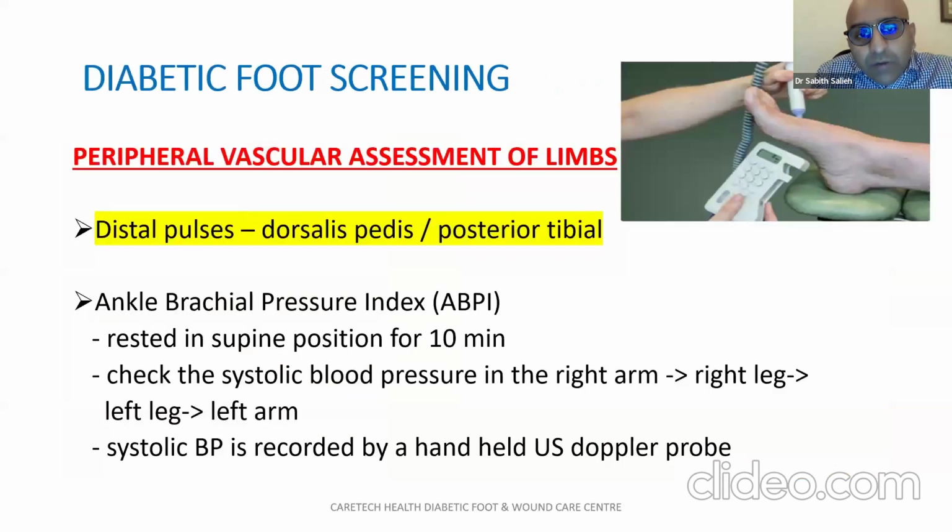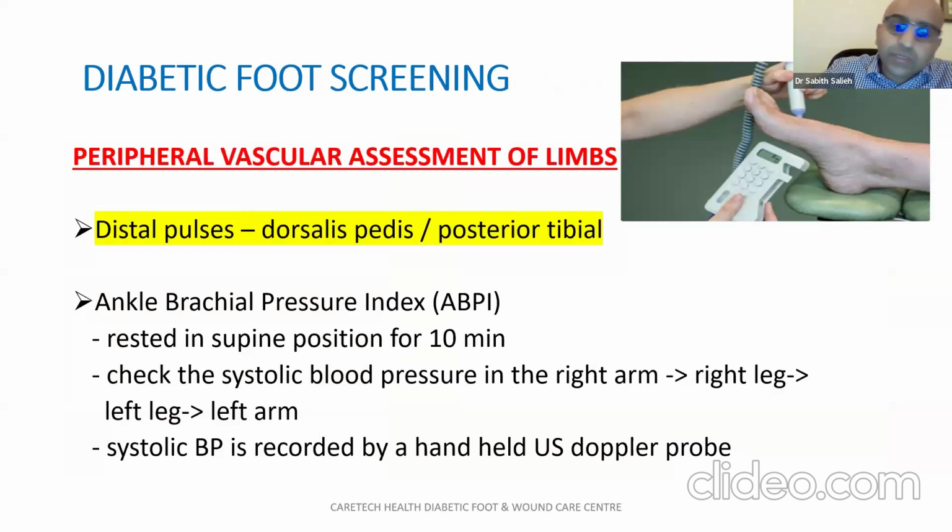Diabetic foot screening, peripheral vascular assessment. So distal pulses, just check your distal pulses. So the dorsalis pedis, posterior tibial. If you have one good pulse, that is good enough. Some of us check the ankle brachial pressure index, the ABPI. So how do we do that?